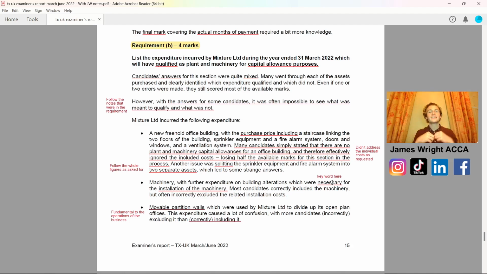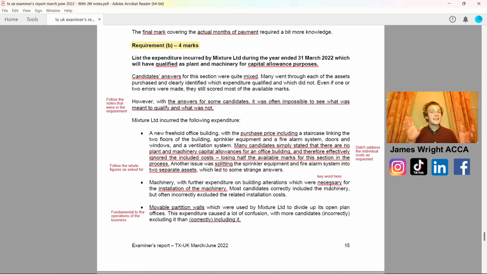I've put the link to access the questions in the details of this video below, but many candidates didn't address the individual costs as requested. The whole figures were asked for, but they didn't actually break them down, and the fundamentals of the operations of the business were not taken into account when making their judgment on the key thing for capital allowances: does it qualify for capital allowances or does it not? Do we capitalise it? Is it capital expenditure or revenue expenditure? Many candidates simply stated it, but they were losing half marks by not making it clear for the marker.